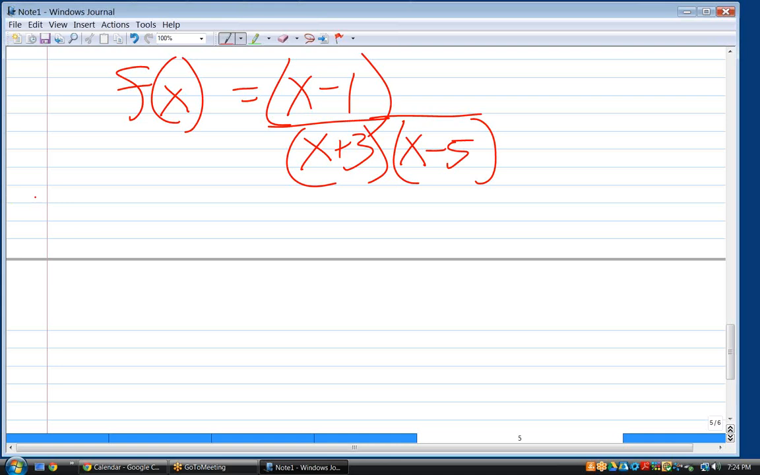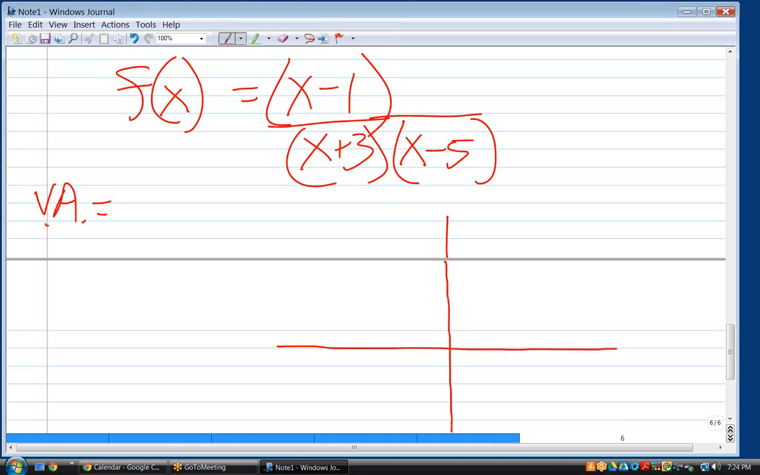Okay. Let's start with the easiest thing, vertical asymptotes. That also gives you the best way of starting out your graph. Negative 3 and 5. Okay. Negative 3 is right there. 5 is right there.